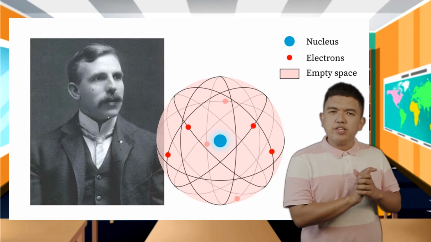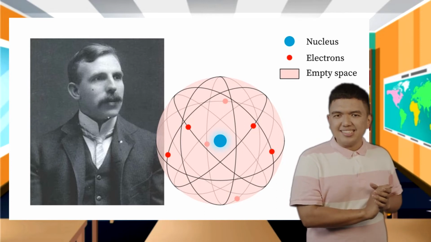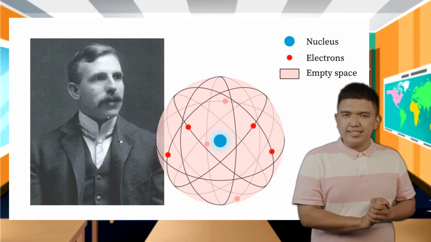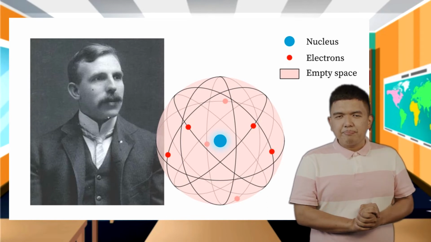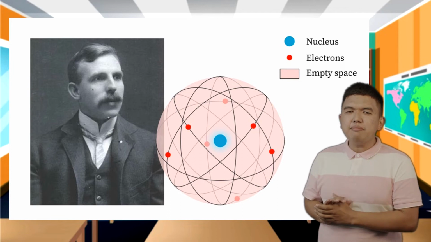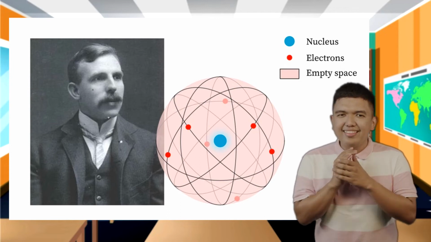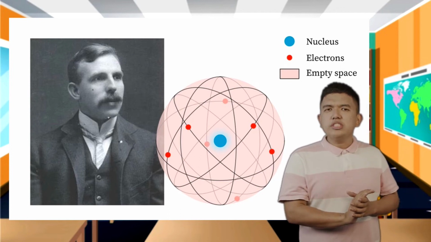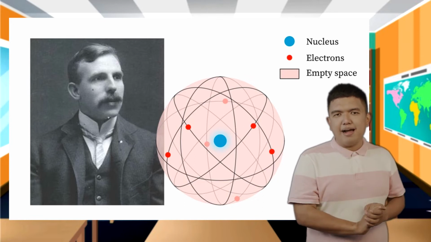with a positively charged particle known as the proton, while electrons surround the nucleus. He called this the nuclear model of an atom. This model is what we are most familiar with when we talk about atoms.